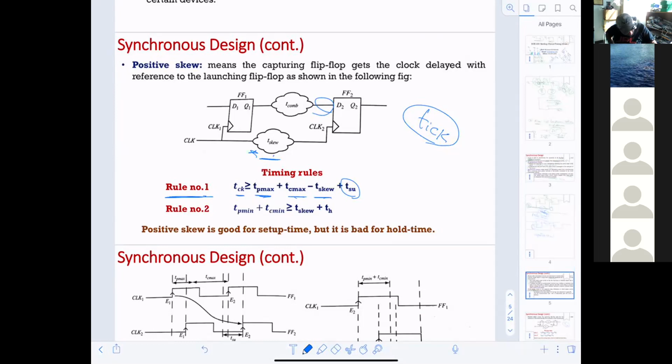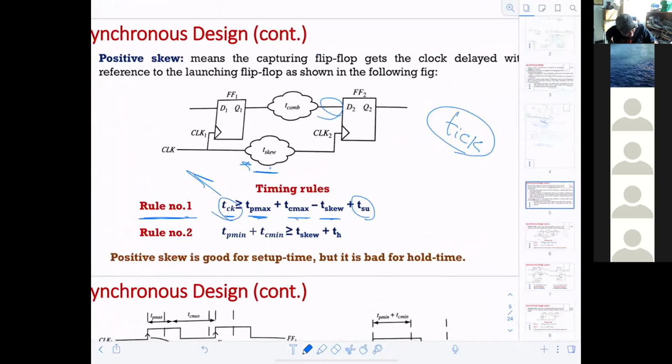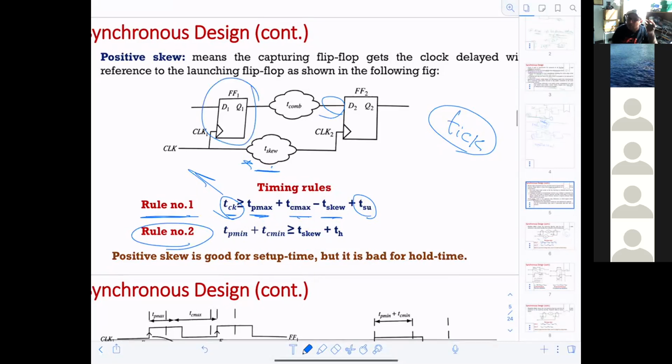Okay? If you notice, this one will give you the maximum frequency. So this one will tell you what your maximum frequency is. Then rule number 2. This rule number 2 helps me figure out the hold time for the previous guy. So TP minimum plus TC minimum is greater than or equal to the T skew plus the T hold time.